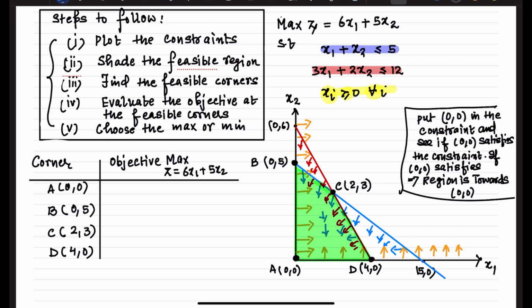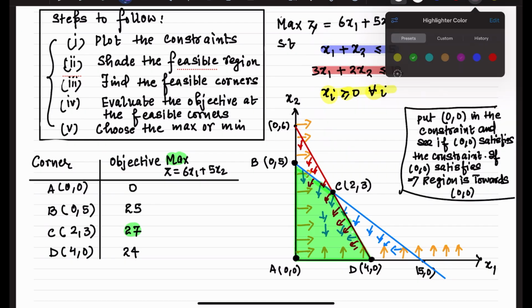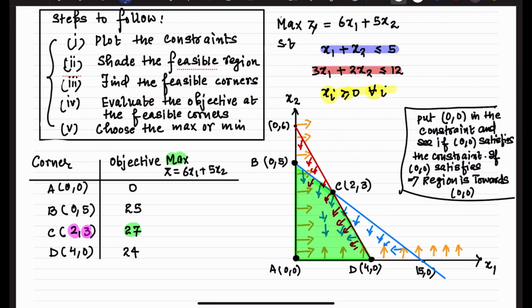So put 0, 0 in the objective. The answer is 0. Put 0, 5. x1 is 0, x2 is 5. So you get 25. Put 2, 3. So you get 27. Put 4, 0 in the objective. So you get 24. Now since the objective is to choose the maximum, among these four values, what is the maximum? 27 is the maximum. Occurring at what point? 27 is occurring at 2, 3.